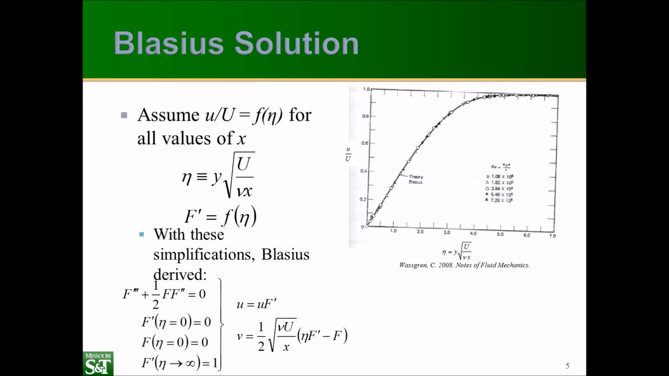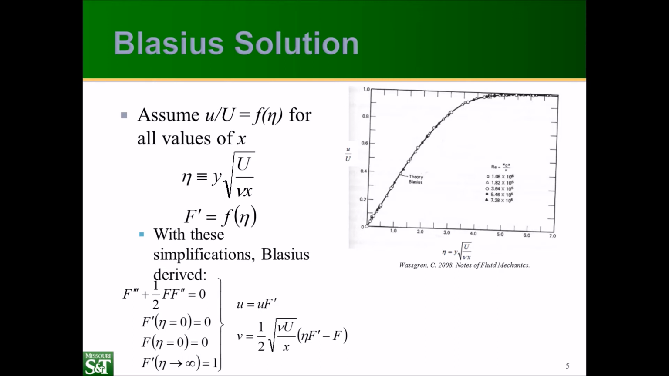So when you solve it numerically, you end up with something that looks like this, and the line on this graph is the theory based on Blasius' solution. And the points are experimental data that was collected for various laminar boundary layers. And you can see that the experimental data almost exactly matches the theoretical prediction here, which is a good result.